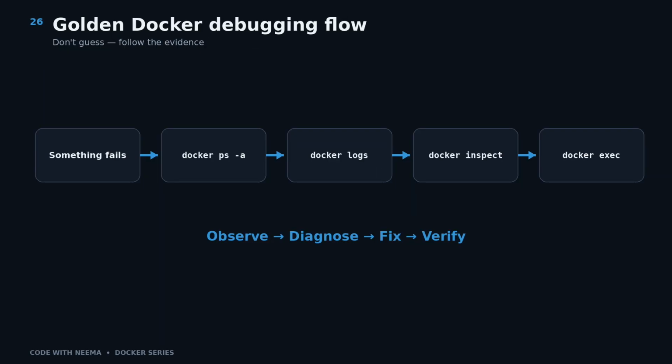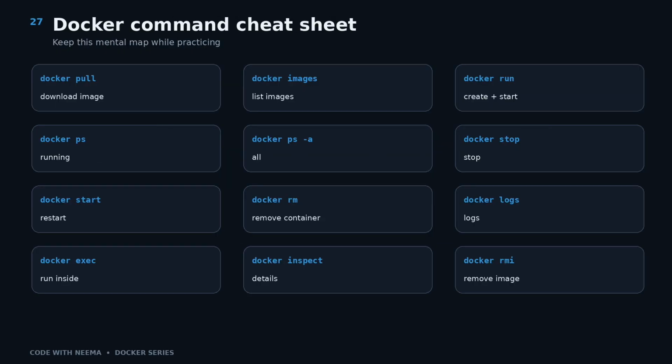And here is the flow I want you to remember. Something isn't working, first check docker ps -a. Is the container running? If it's running, check logs and inspect the container. If it isn't running, check its status in logs. Don't randomly try commands. Follow our debugging process. You don't need to memorize all of these in one day. The most important thing is to understand what each command is responsible for. With practice, you'll naturally remember the commands you use frequently.